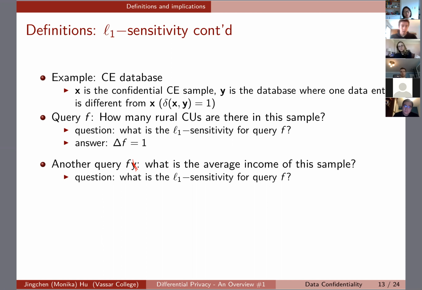Yeah, Kevin? I was just wondering, when we're making the second data set Y, choosing the data entry that's different and what values it has, are there any restrictions on what we can make? For example, income, does it have to be within the maximum of the first set, or can we make it just some value?